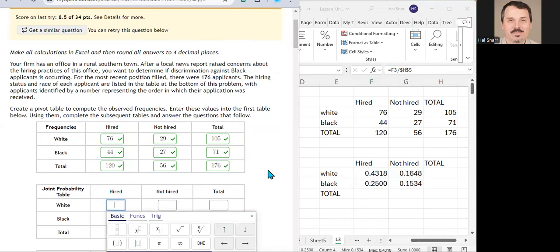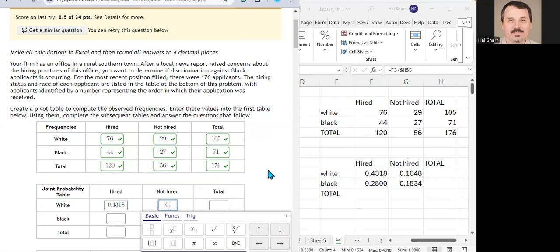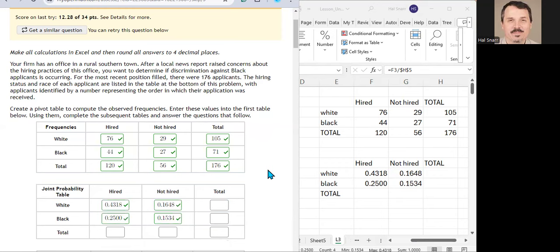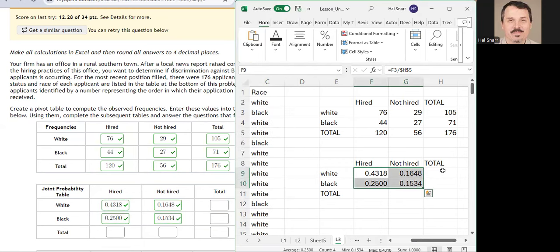So I'll type these 4 numbers in: 0.4318, not hired, 0.1648, black and hired, 0.2500, and then black and not hired, 0.1534, right? That is a frequency distribution. There's another frequency distribution, right? And that is the probability of white and the probability of black, right? These are marginal probabilities. These are joint probabilities.